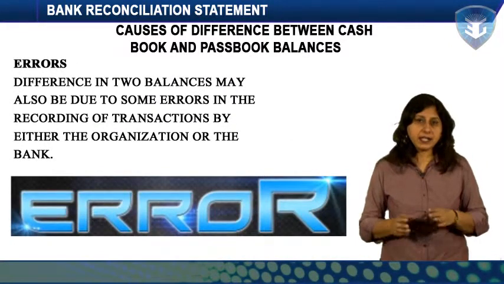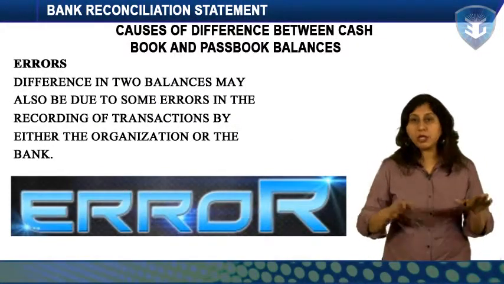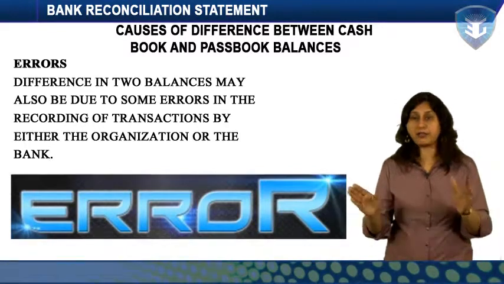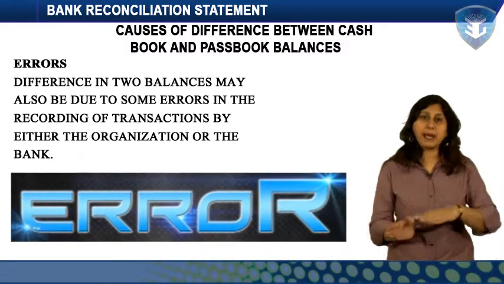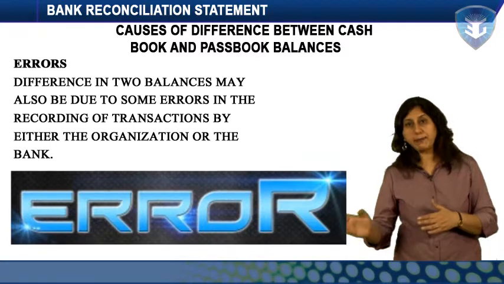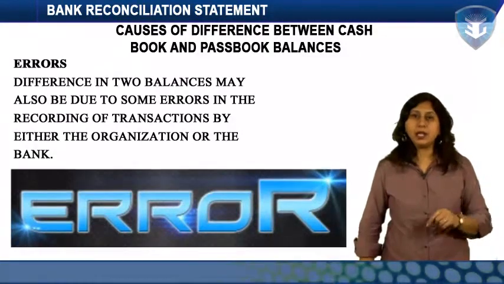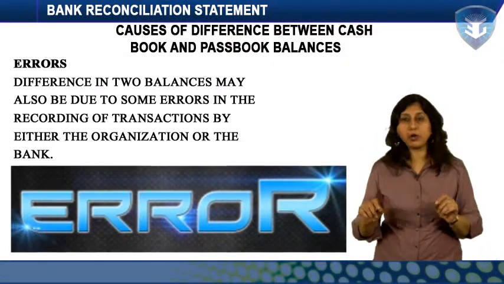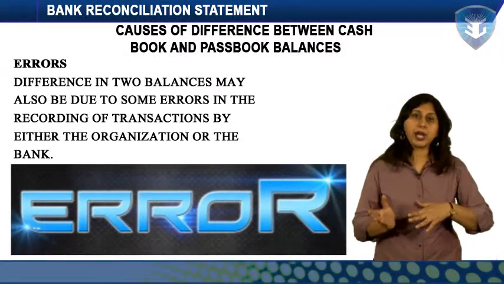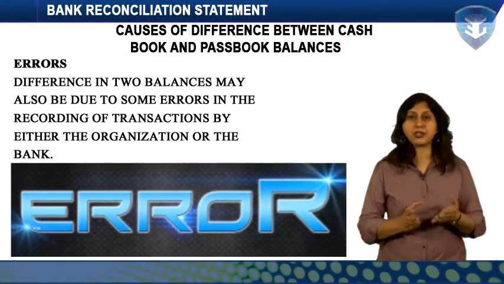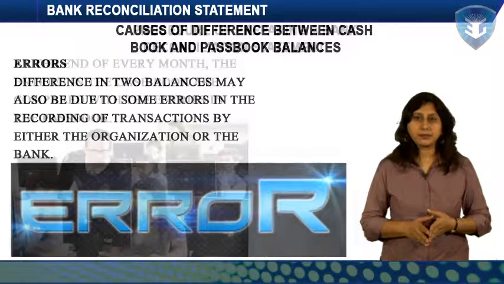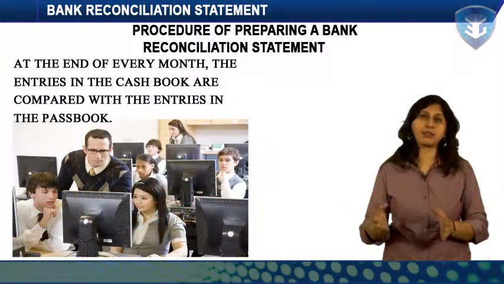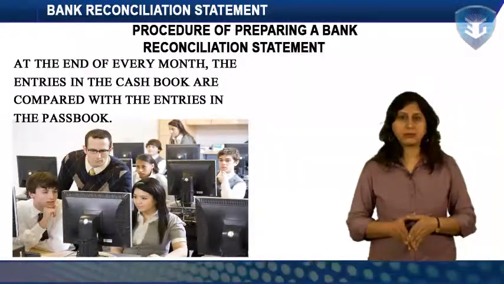Errors. Difference in two balances may also be due to some errors in the recording of transactions by either the organization or the bank. For example, the check deposited in the bank for collection may not be recorded at all, or check may be forgotten to be sent to the bank though necessary entry has been recorded in the cash book.